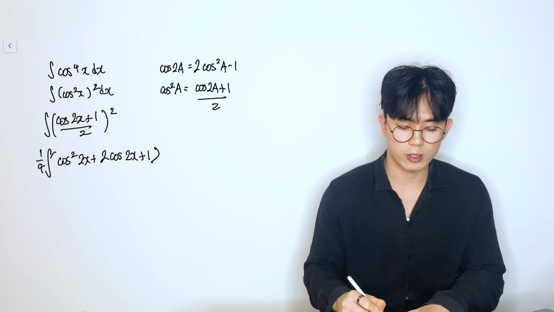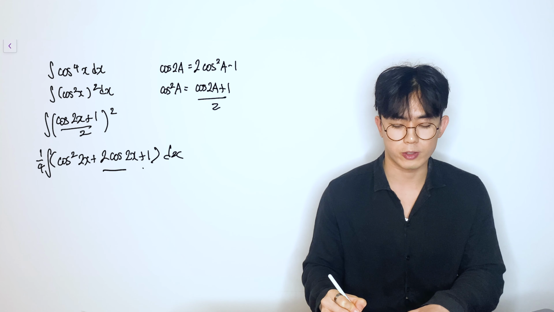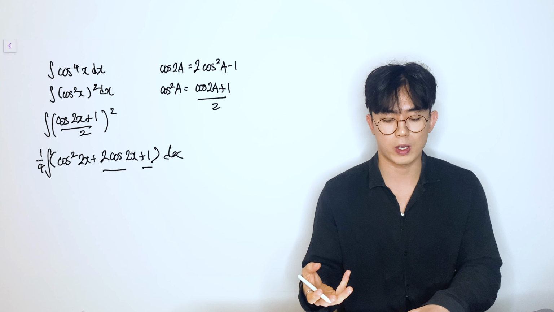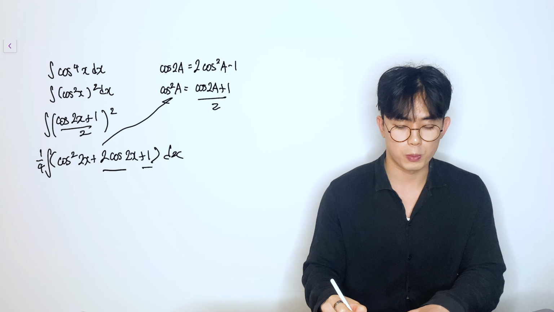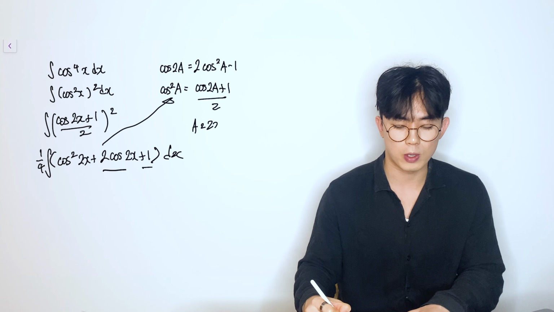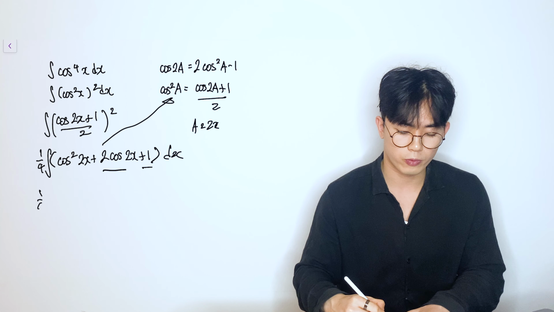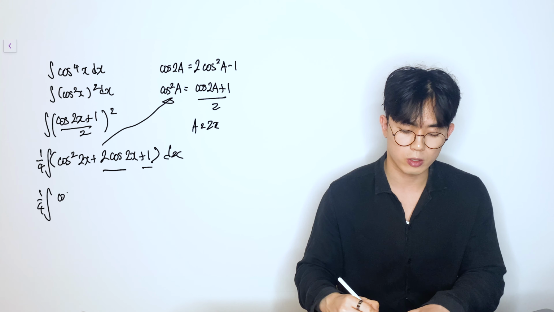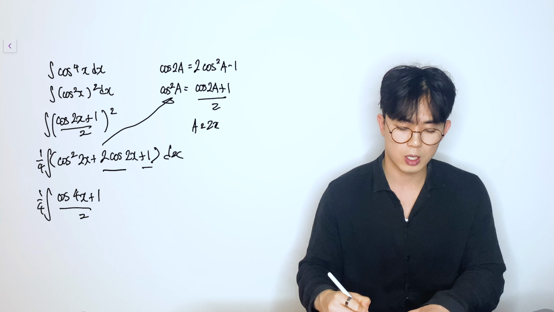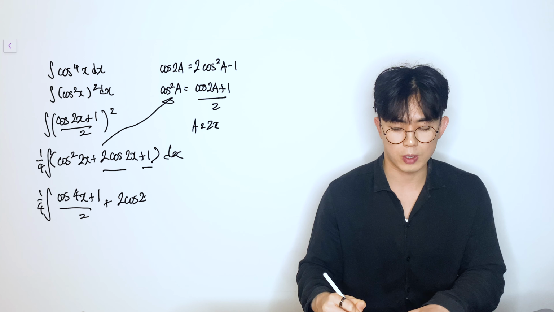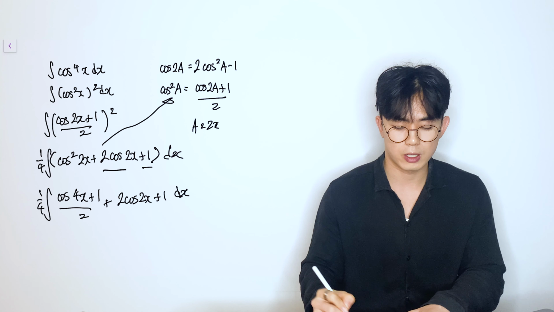I know how to integrate cos 2x. I know how to integrate 1. It's just a matter of integrating cos squared 2x. But I can use the same form here, right? Where a is now 2x. Okay, so this will now be 4x. So this will now be 1 over 4 integrating cos 4x plus 1 over 2 plus 2 cos 2x plus 1 dx.